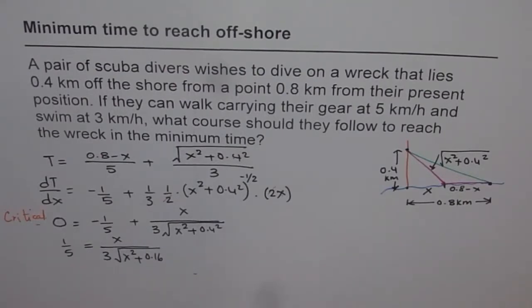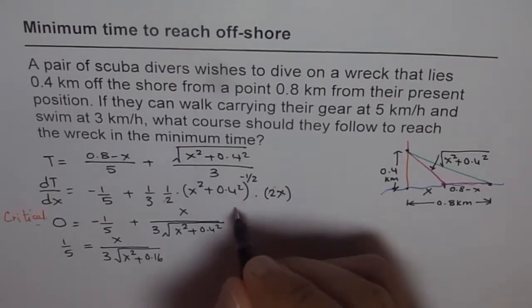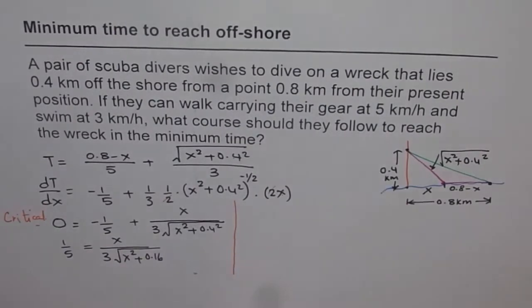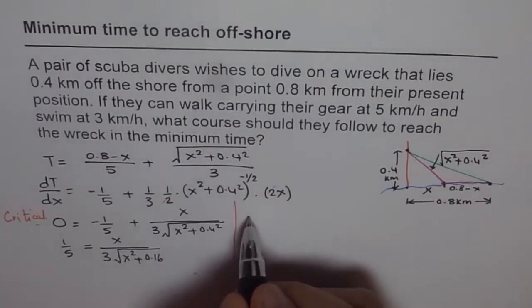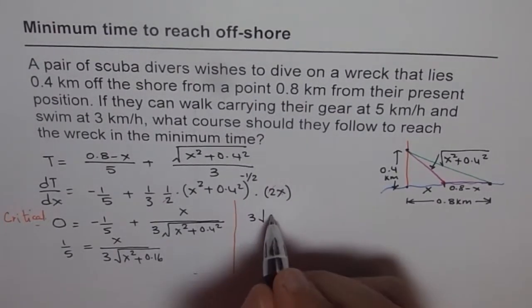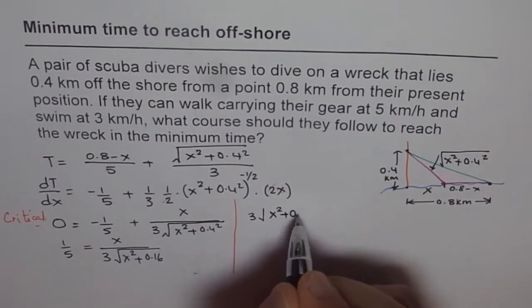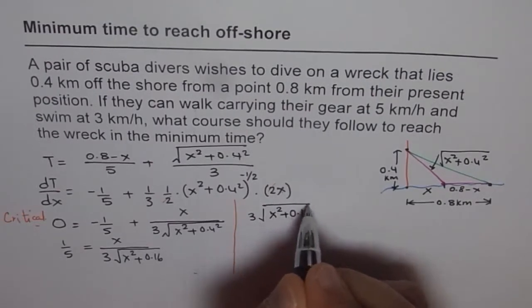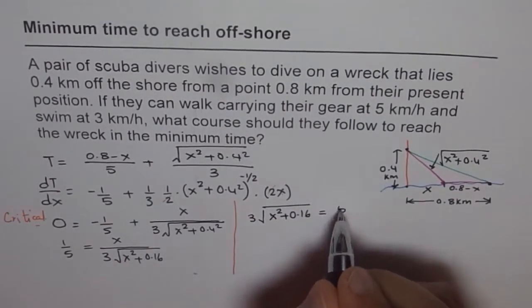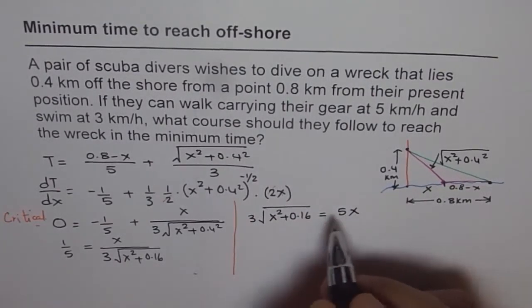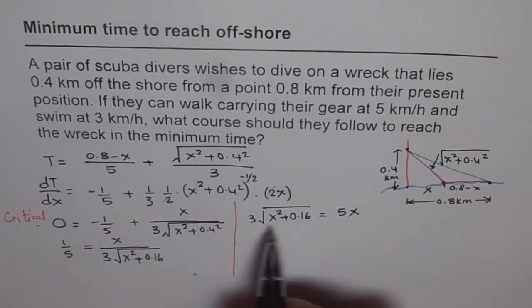To solve this, let me not do it on this side. So we'll cross multiply and solve for it. So we get 3 times square root of x square plus 0.16 equals to 5x. So that is our square equation. Let's square both sides to get rid of the square root.